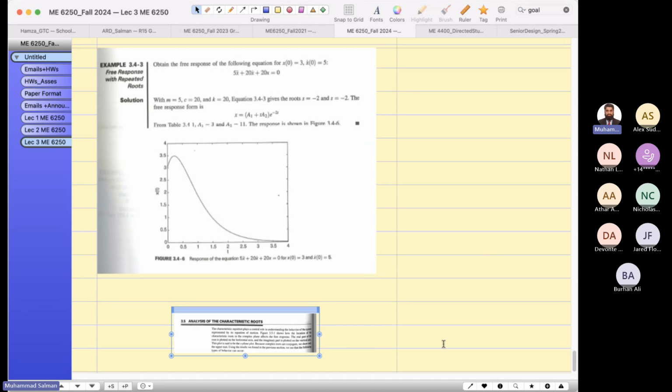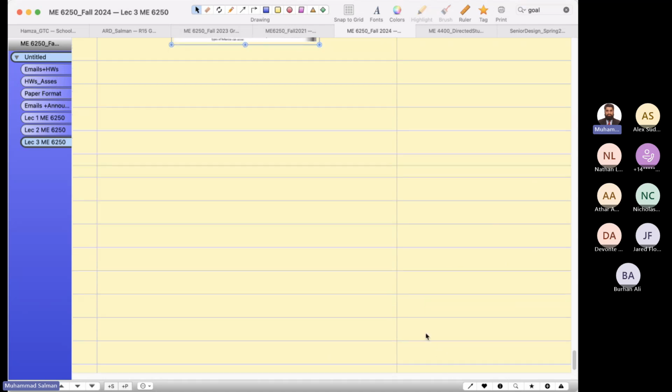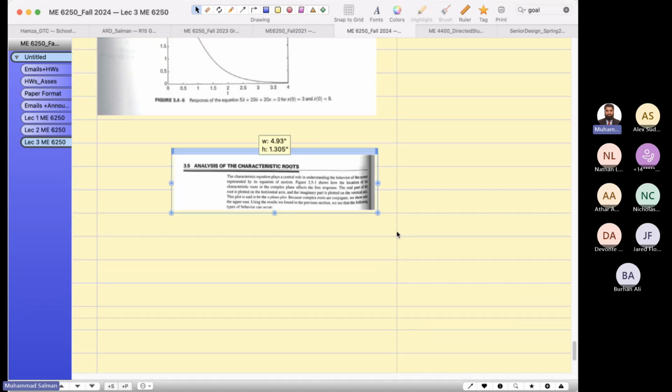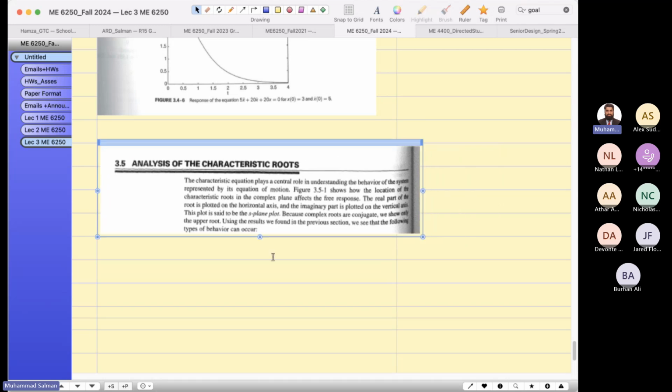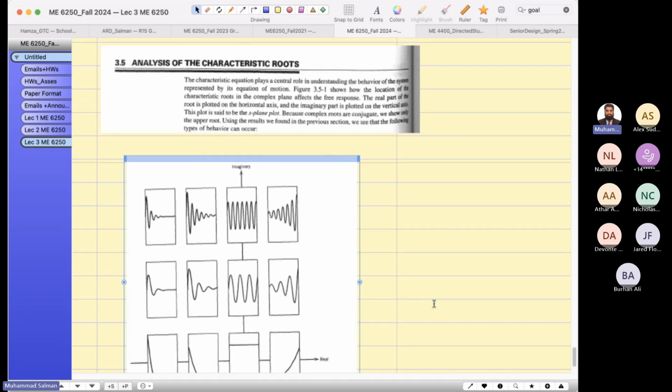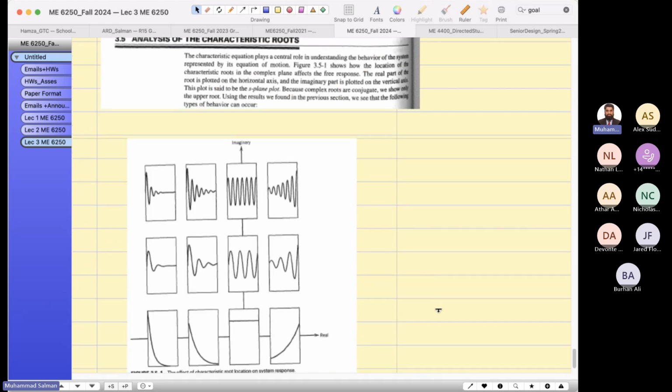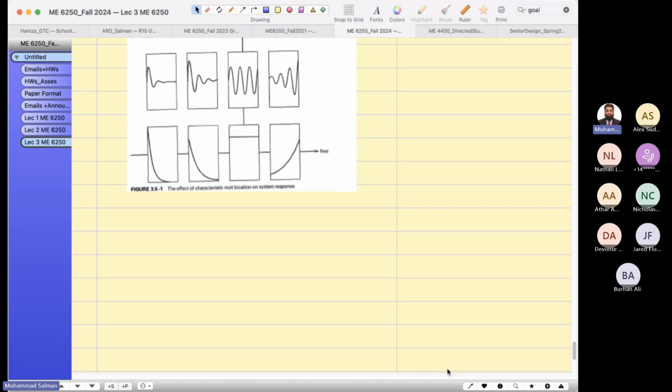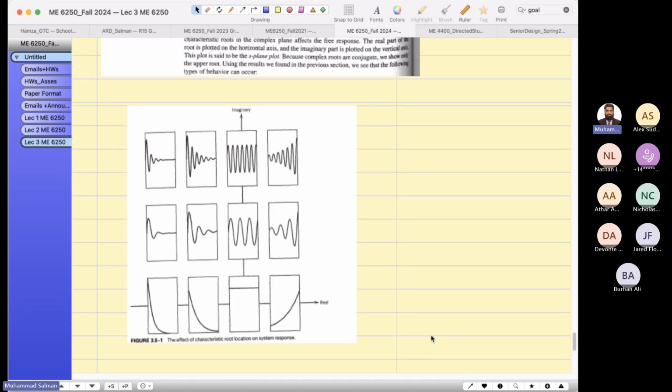If you do the analysis in the Laplace plane, I have alluded to earlier that if the roots are on the real axis, how would the response look? Let me show you this table. When you go home, you can understand this. These are the responses, like if this is a mass spring damper system. Just one example.